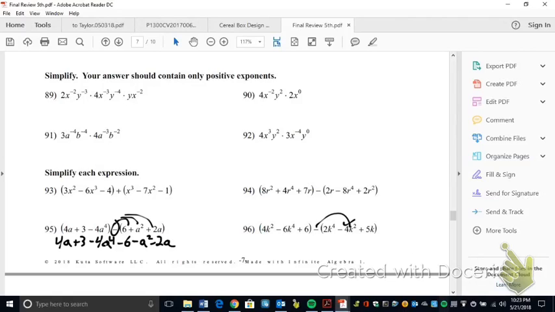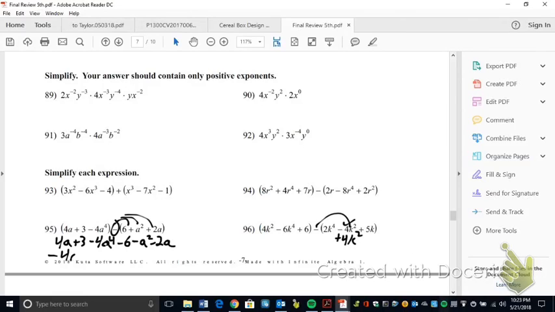Now, notice over on 96 I drew a little arrow. What I mean there is, see how that's a negative inside? Even though I had a negative outside and a negative inside, it still changes its sign. So if I was doing that one, I'd end up with a positive 4k squared.